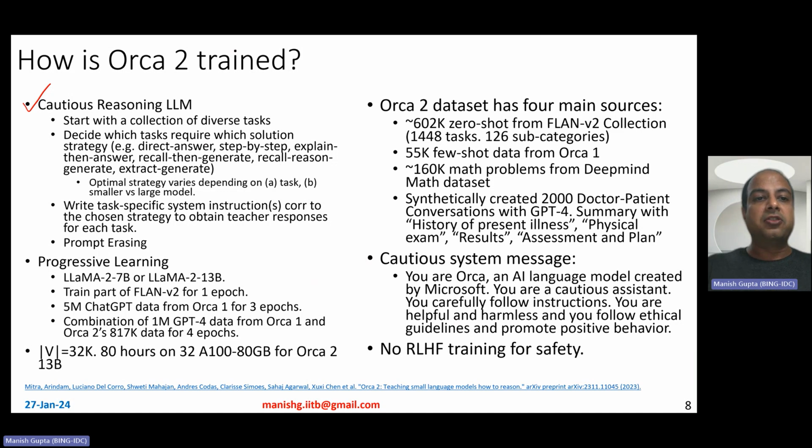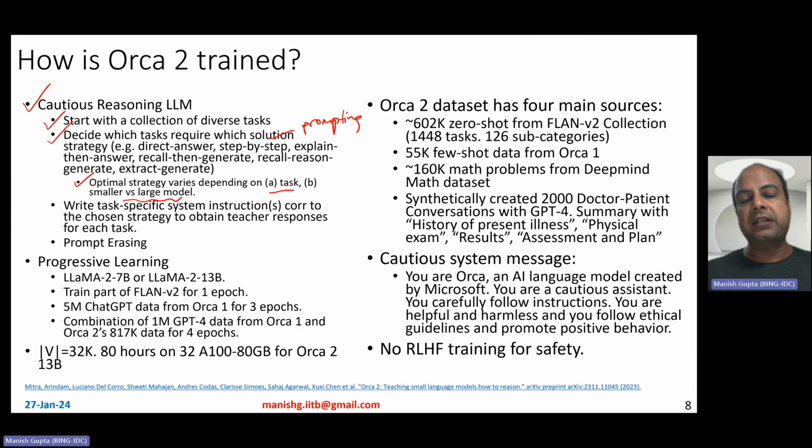Okay. So the idea is to start with a collection of diverse tasks. So you must basically try to mimic a large language model using a collection of diverse tasks. Second thing is decide which tasks require which solution strategy. Okay. And by solution, we mean the prompting strategy. So not every task can be done using the same prompting strategy. So you must choose the right strategy based on the task and the smaller versus large language model.